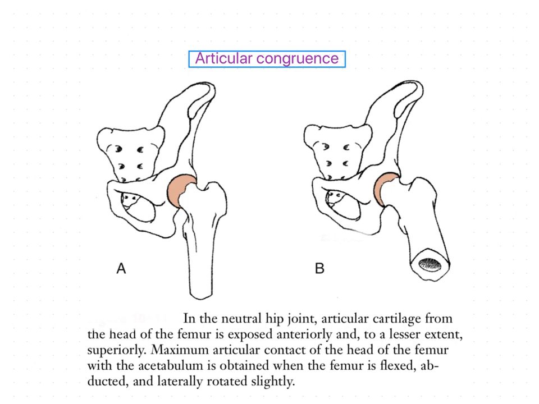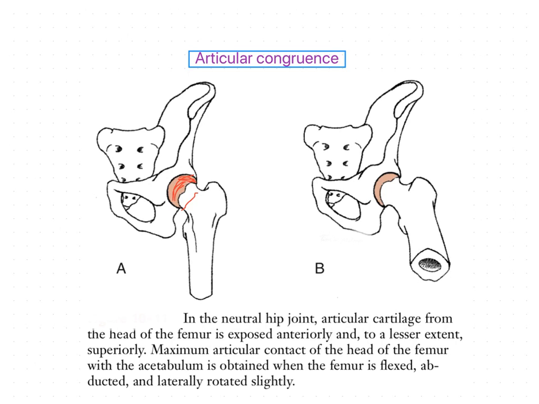However, there is substantially more articular surface on the head of the femur. So it has more articular surface on the head of the femur when compared to that of the acetabulum. In the neutral or standing position, the articular surface of the femoral head remains exposed anteriorly and somewhat superiorly. If you can see here, this is the normal standing position, and some of the articular surface of the femur is exposed outside, anteriorly as well as superiorly.